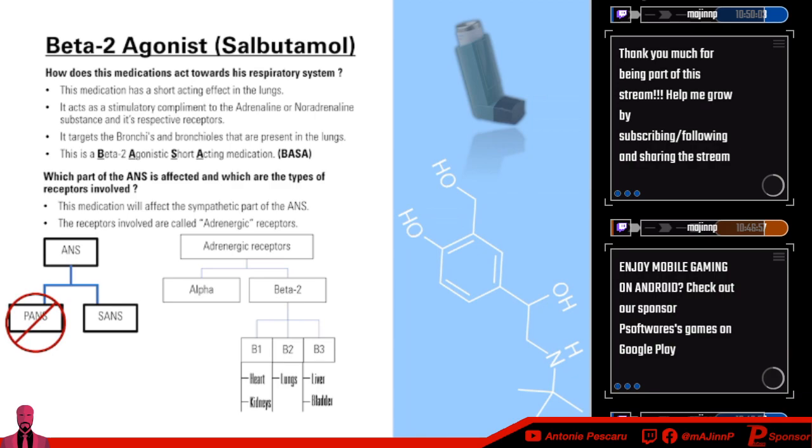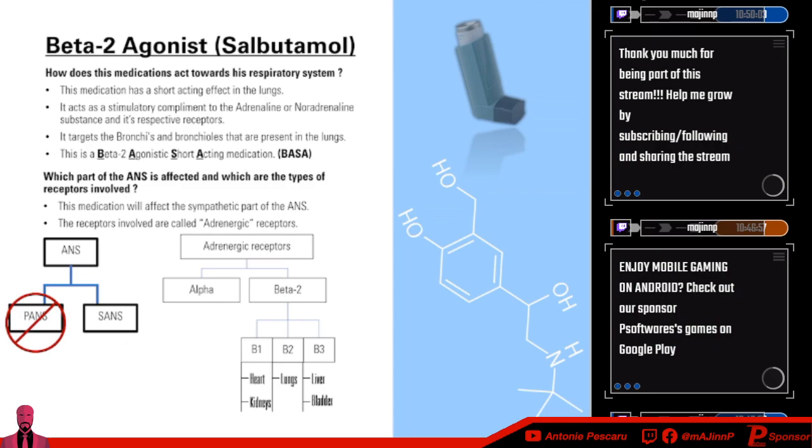So, second question, which part of the ANS is affected and which are the types of receptors involved? Well, the first answer is this medication will affect the sympathetic part of the ANS. So if I direct you down to the first half of the graph, you have again a graph presenting the two levels that the ANS controls. The ANS controls the parasympathetic and the sympathetic.